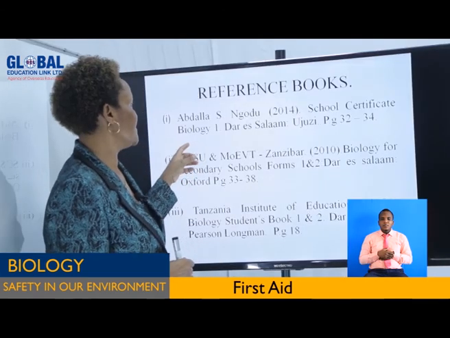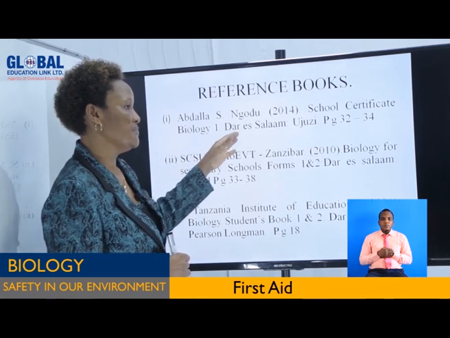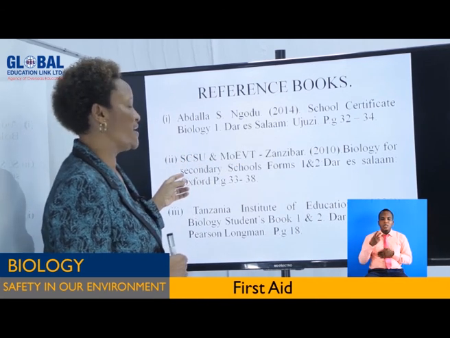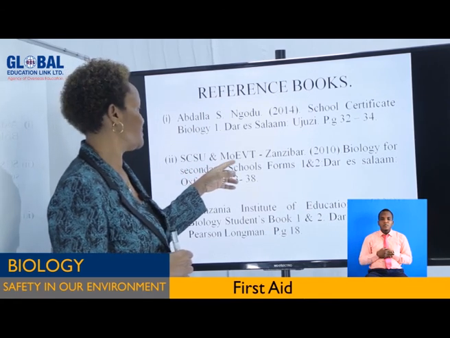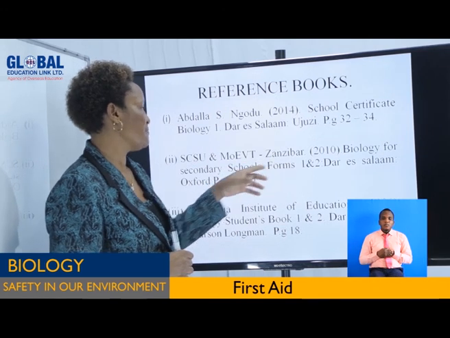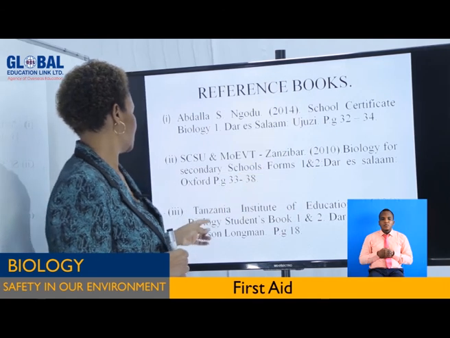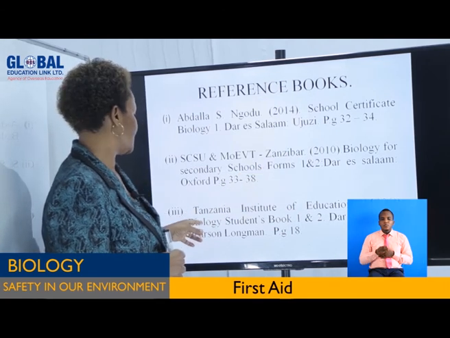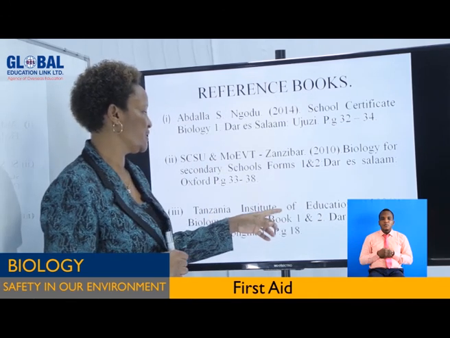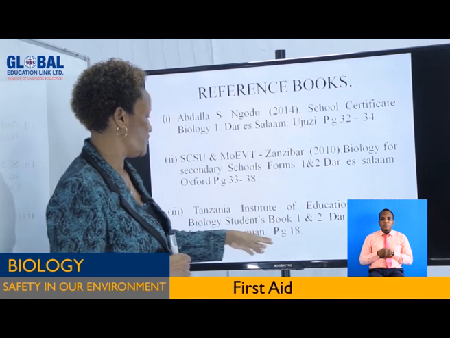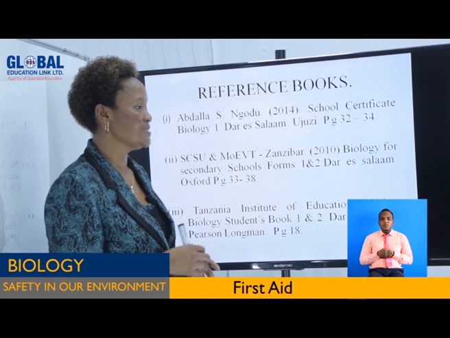The first book here is School Certificate Biology 1 by Ujuzi, and the other book is SCSU and MOVIT. This is the Ministry of Education Zanzibar, Biology for Secondary School, Form 1 and 2. Another book is Tanzania Institute of Education, Biology Students Book 1 and 2. When you go to that page there, you will find the materials concerning what I've been teaching you.